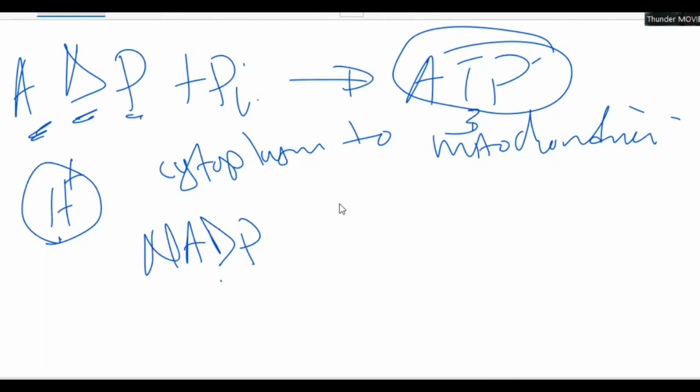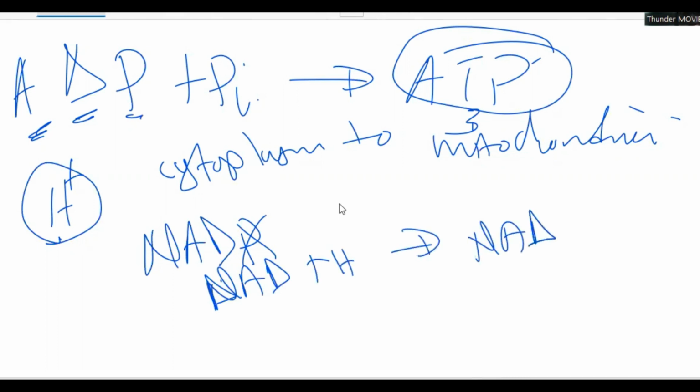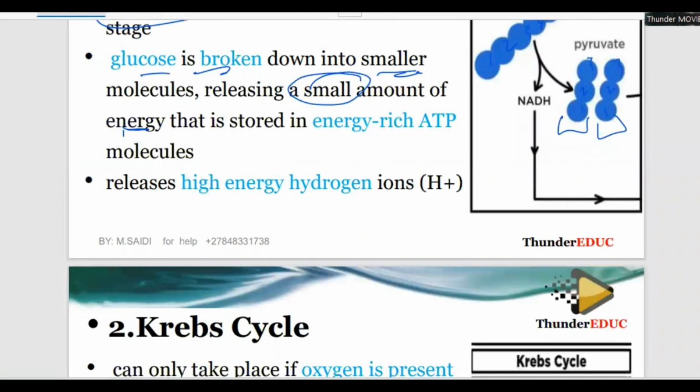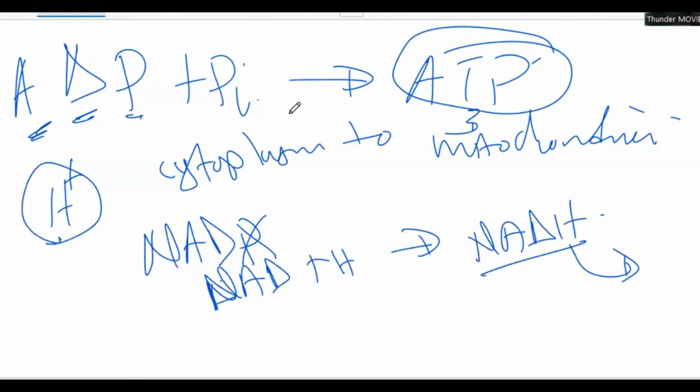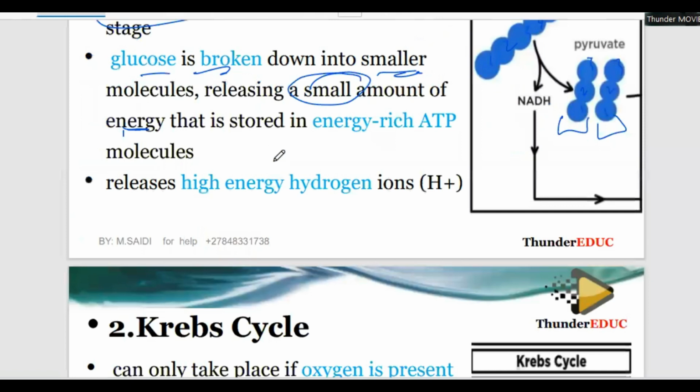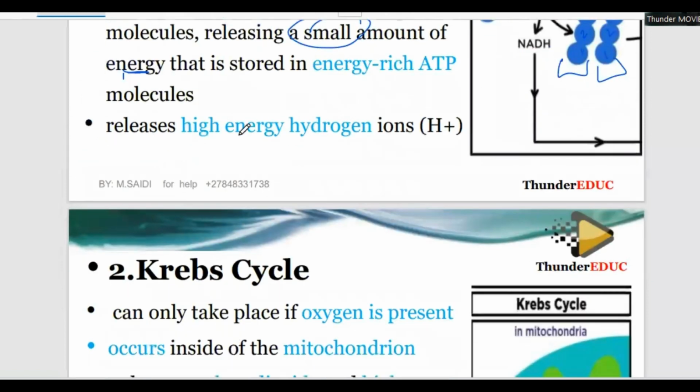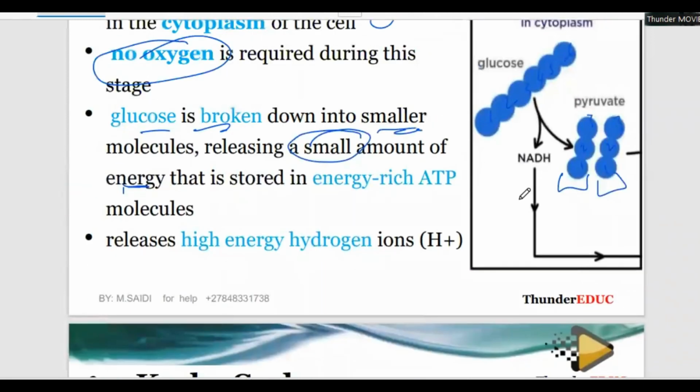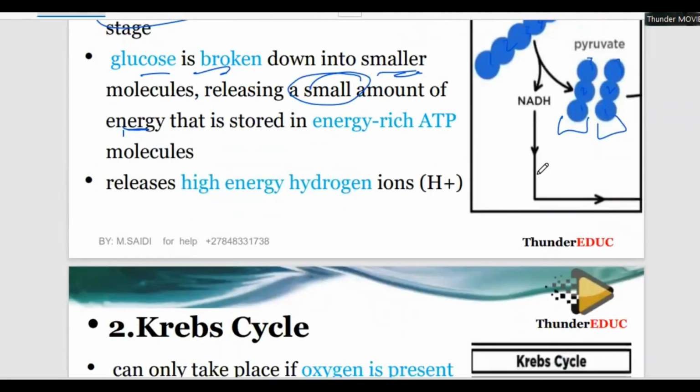So this nicotinamide adenine dinucleotide plus the hydrogen ion forms NADH. So this is the NADH which moves into the oxidative phosphorylation, but it passes the Krebs cycle and then it enters the oxidative phosphorylation. Hence, we're saying that it releases high energy hydrogen ions, and then this high energy hydrogen ion will enter the Krebs cycle.